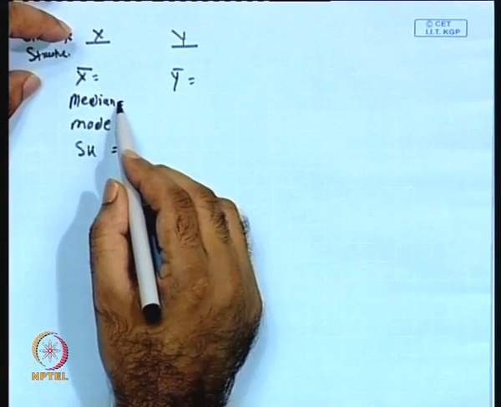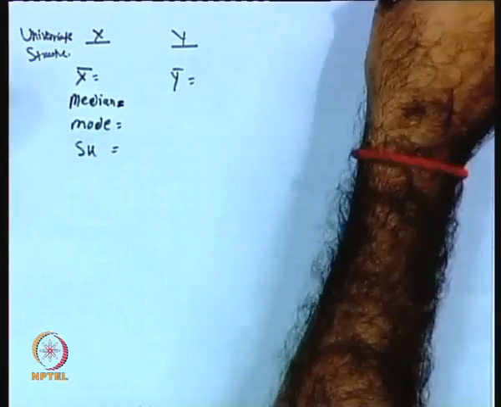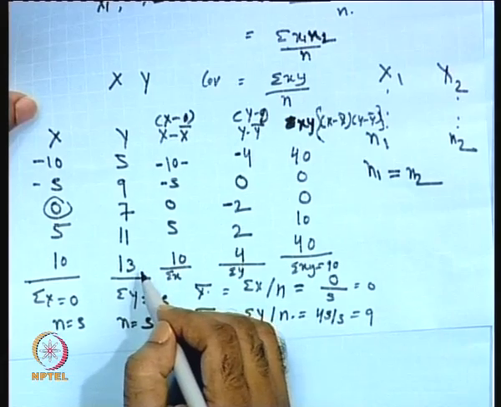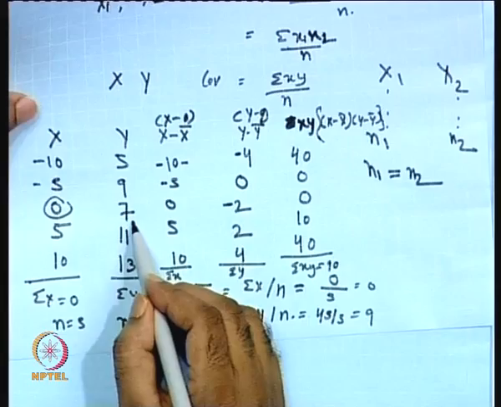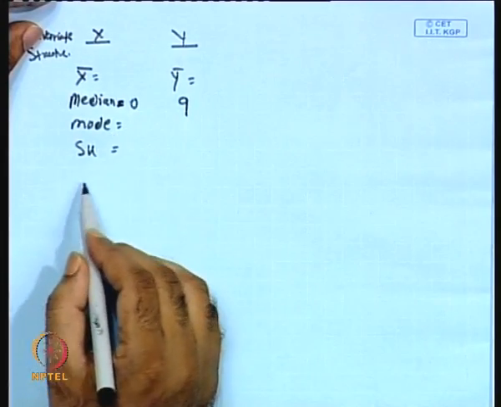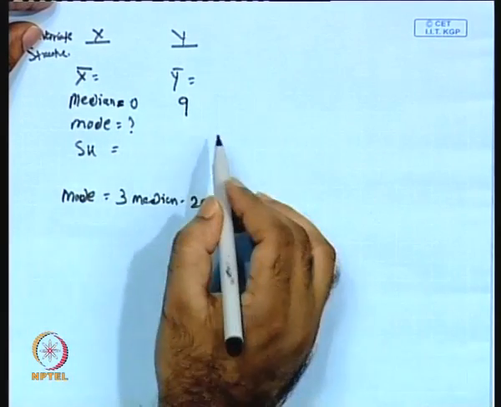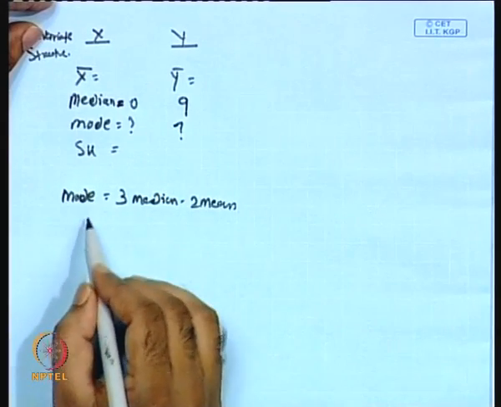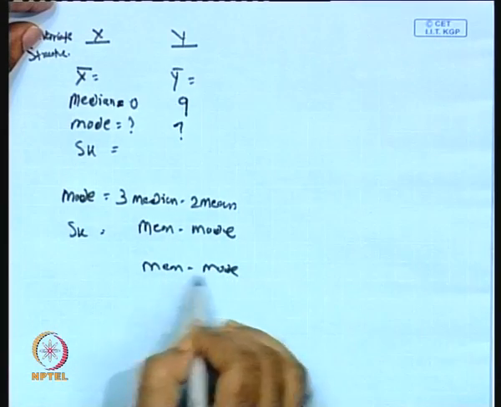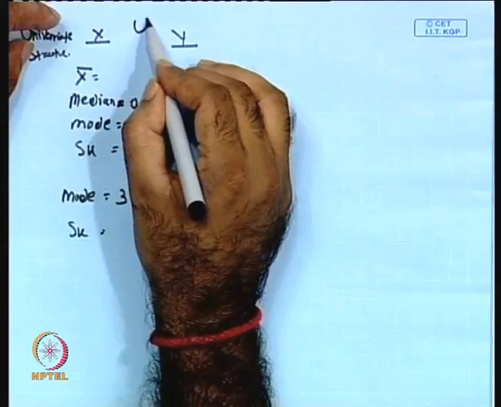Now you know the median is nothing but the middle most value of the sequence. If you arrange it in proper sequence, then in the first case the median is 0. In the second case you have to arrange it in ascending order, and if you apply the technique, then the median is 9. So, in the case of x the median is 0 and in the case of y it is 9. To get the mode, mode equals 3 median minus 2 mean, so accordingly you can fill the gap of the mode. Skewness is equal to mean minus mode, or mean minus mode by standard deviation, so we have to calculate this skewness component. This is what the univariate structure is concerned with.